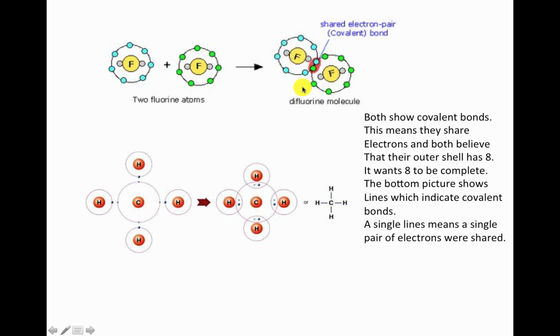It becomes a different element. It's called difluorine molecule, and di usually means 2. Two fluorines are sharing an electron pair. It's a single covalent bond, and it would be demonstrated with F line F, just like the methane down here, single lines.